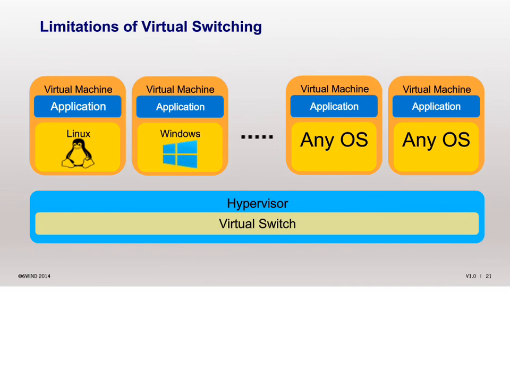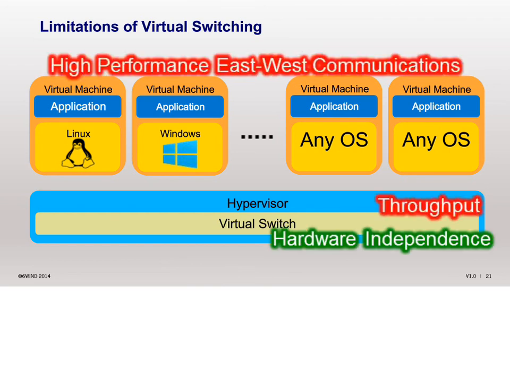So standard implementations based on a virtual switch do provide hardware independence, but they don't provide the right level of throughput for communication between VMs and between a VM and the outside world. This is due to bottlenecks in the operating system of the hypervisor, in the virtual switch implementation itself, and in the communication channel between the hypervisor and the virtual machines.